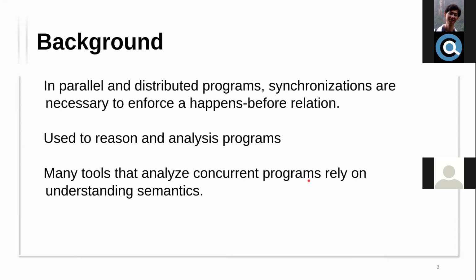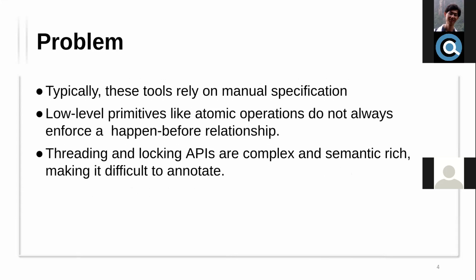Yes. So a lot of tools rely on understanding the semantics of these synchronizations, and the problem comes in because the semantics come from manual specification. Low-level primitives like atomic operations do not always enforce this happen-before relationship. And on the other side, if you use the threading and locking APIs, it's too complex and too semantically rich, so it's also very tedious and difficult to annotate.